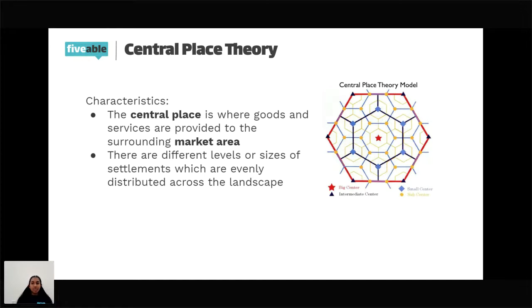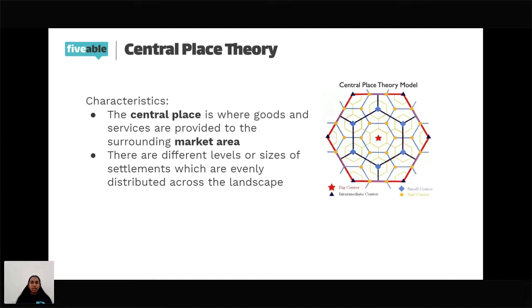And the central place, or this big center, the star in the center of this image, this center provides luxury goods and services, and it provides it to this huge population within the red hexagon. And this also kind of goes back to the laws of migration almost, because people are a lot more willing to travel farther distances to get luxury goods rather than they are to get necessities.